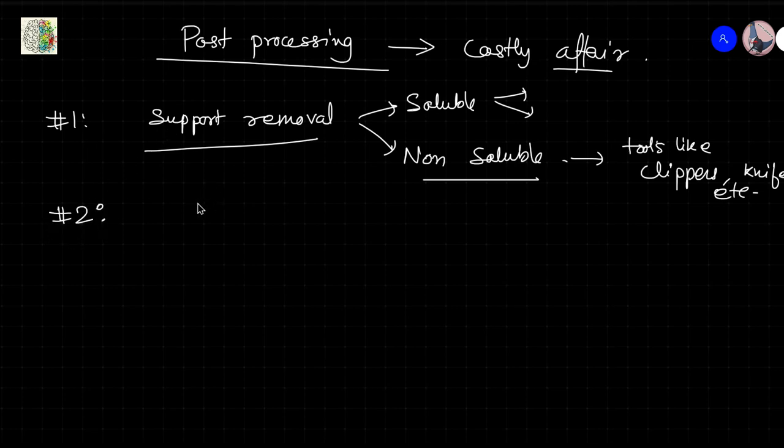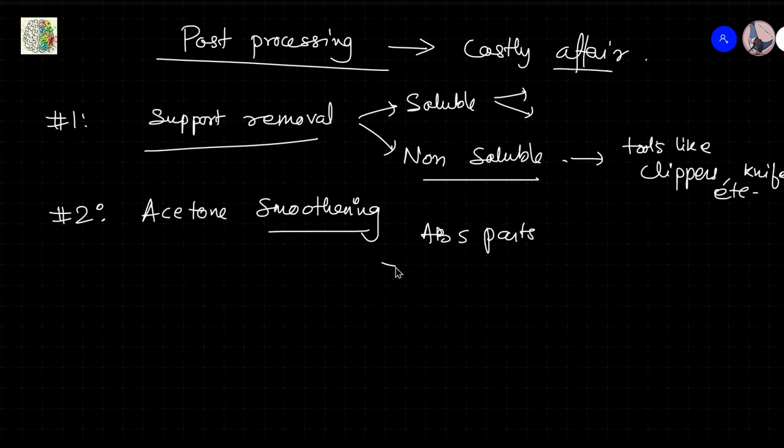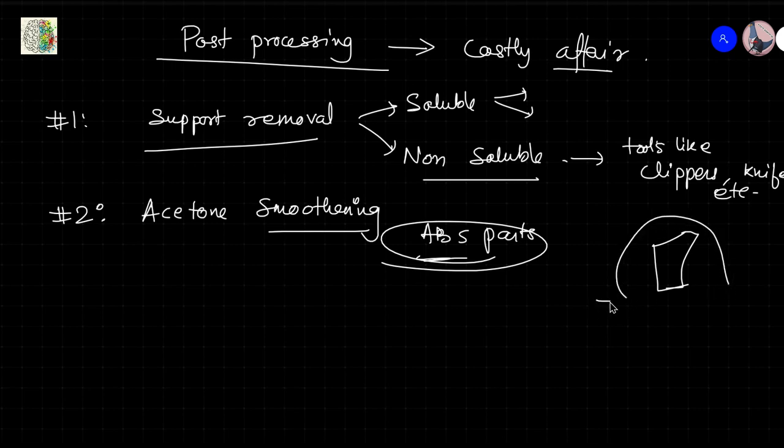Second, post-processing you can do is acetone smoothening. When you make any ABS part, we take that part and put it in a closed container, and then we give it acetone fumes. With these acetone fumes, this ABS part will become very shiny. This will take away the first layer. Actually, ABS dissolves in acetone. So the top layer of this part will dissolve in the acetone vapors, and the luster will increase, and the grain markings that were visible will go.